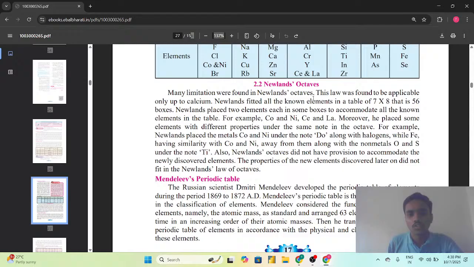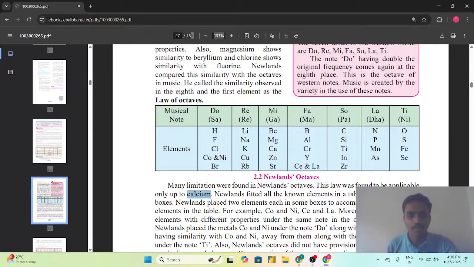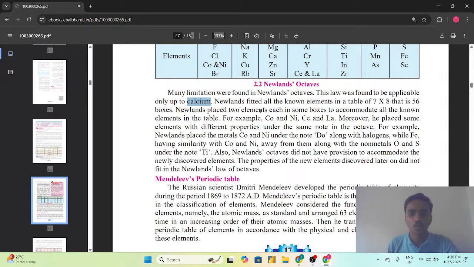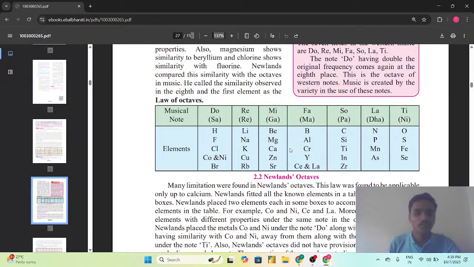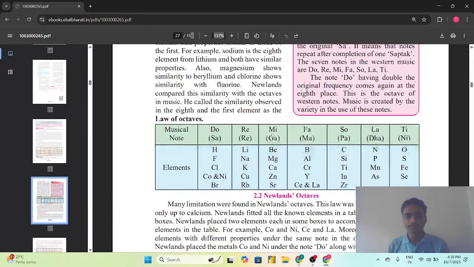Many limitations were found in the Newlands octaves. This law was found to be applicable only up to the calcium. This is important, as many times it gets asked in the exam as fill in the blanks that the Newlands law of octaves was applicable up to the element calcium. As we know, calcium has 20 as the atomic number in the periodic table. So Newlands fitted all the known elements in the table of 7 by 8, that is 56 boxes. So he was able to classify 56 elements of the periodic table.